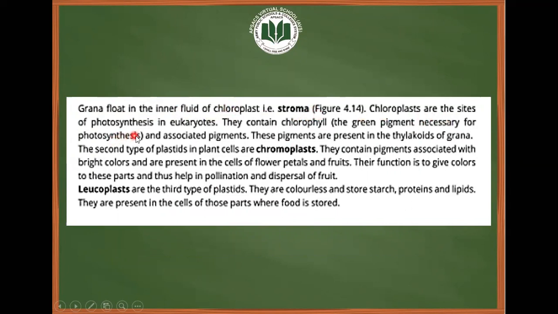Chloroplasts are the site of photosynthesis in eukaryotes. They contain chlorophyll, the green pigment necessary for photosynthesis, and associated pigments. These pigments are present in thylakoids of grana. The second type of plastid in the plant cell is chromoplast. They contain pigments associated with bright colors and are present in the cells of flower petals and fruits, etc. Their function is to give colors to these parts and thus help in pollination and dispersal of fruit. Leucoplasts are the third kind of plastids. They are colorless and store starch and lipids. They are present in the cells of those parts where the food is stored.